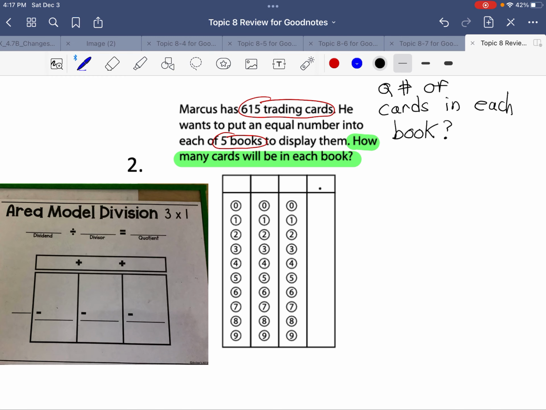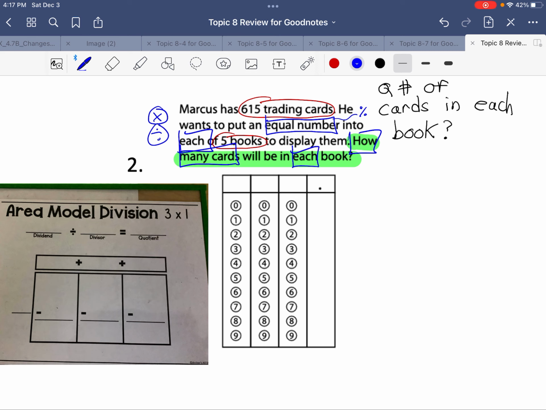Okay, box in my keywords. Equal number, that kind of gives me a hint that I'm going to divide. Each, okay, so each tells me I can either multiply or I can divide. And how many cards, and again I have that word each.